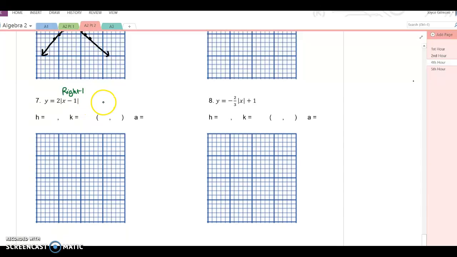How much are we moving up or down? Is there anything after the absolute value bars? No, so it's like there's a plus 0 there and they just didn't write the plus 0. So our vertex, instead of being at (0, 0), is going to move right 1, 0 up and down. So the vertex is (1, 0).